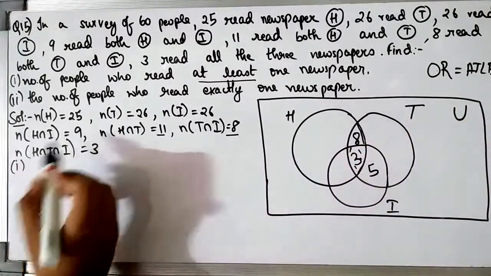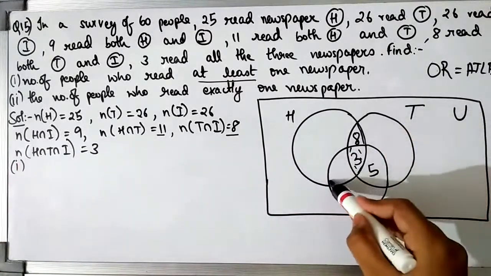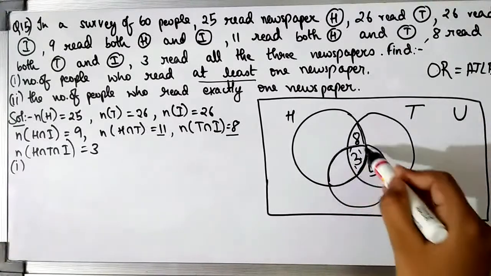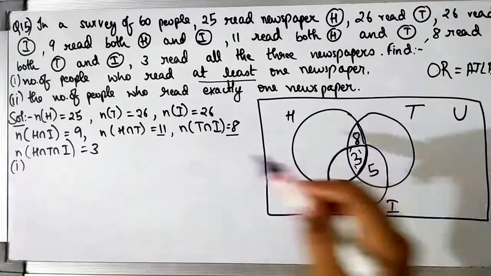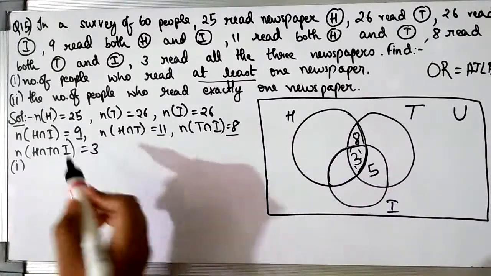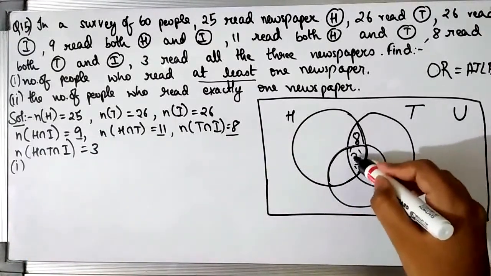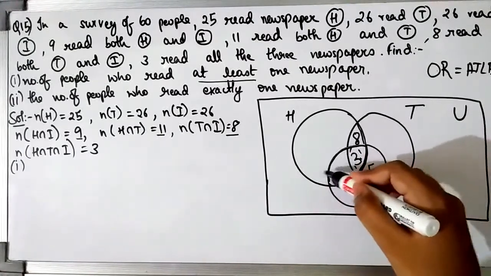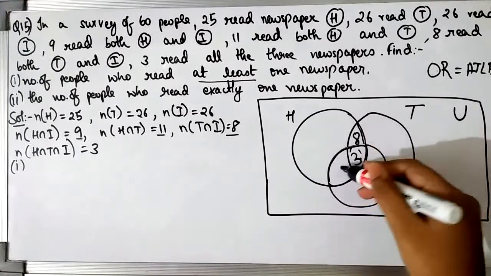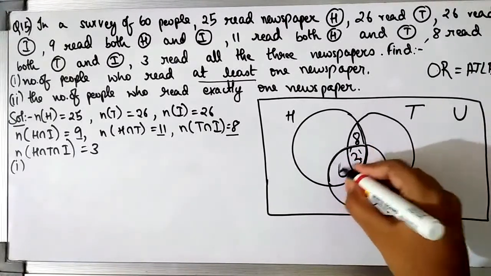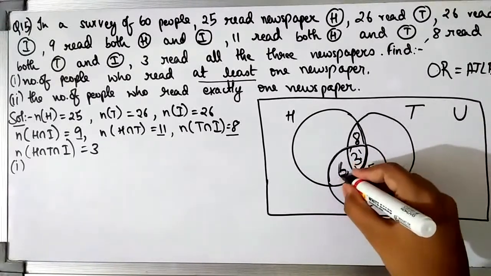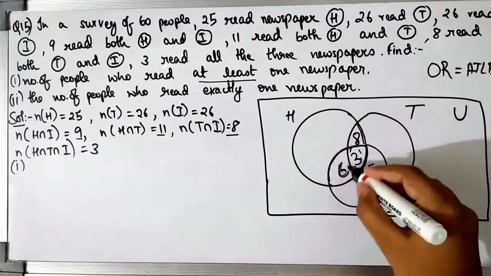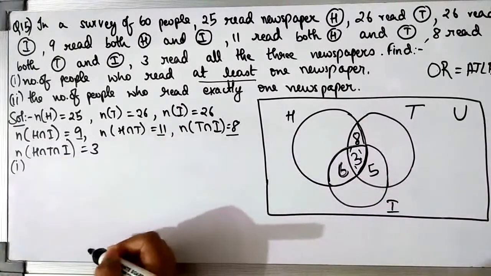Now you see H intersection I. Now if you check for H intersection I, this part is H intersection I, the part which I have darkened just now, and that consists of 9 elements. But since 3 elements are already marked in that H intersection I, we will mark the leftover elements for this region, that is 9 minus 3, which is nothing but 6. So this region consists of 6 elements, and together this H intersection I makes up 6 plus 3, that is 9 elements, which is given in the question.